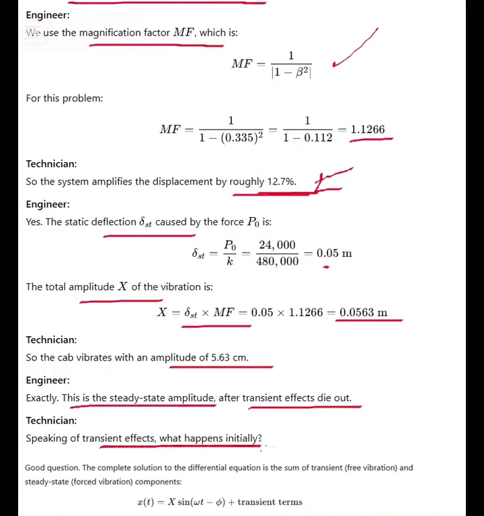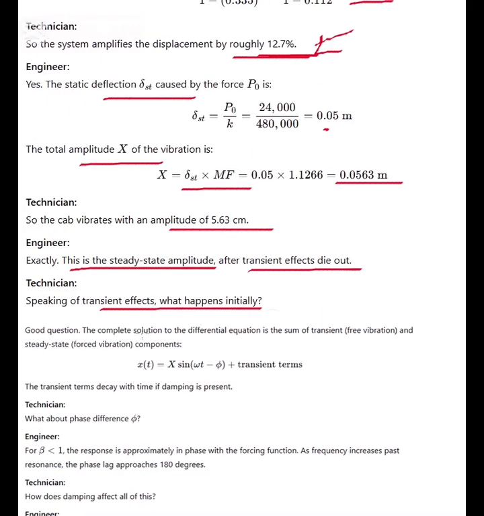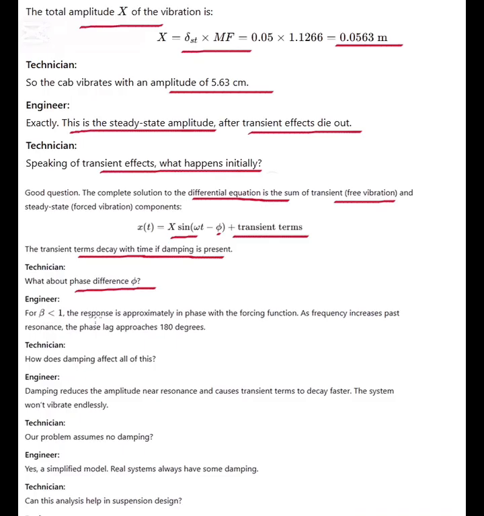Speaking of transient effects, what happens initially? Good question. The complete solution of a differential equation is the sum of transient and steady state vibration components, right? So x of t equals x sine omega t minus phase angle, plus transient terms. The transient terms decay with time if damping is present. What about the phase difference? For beta less than 1, the response is approximately in phase with the forcing function.